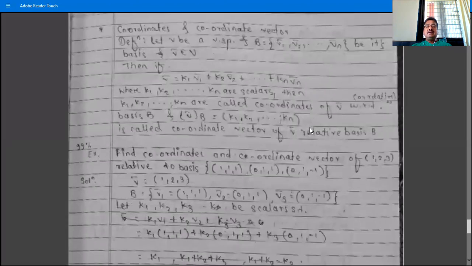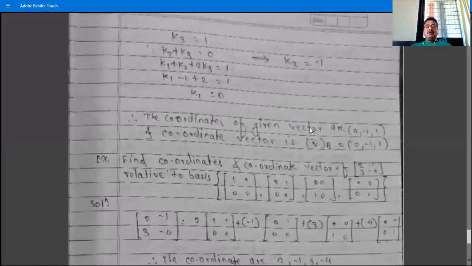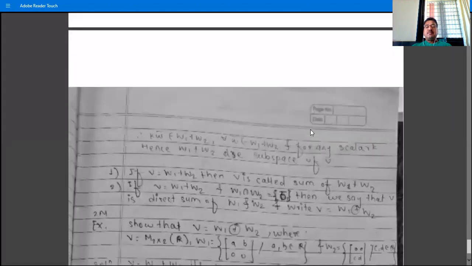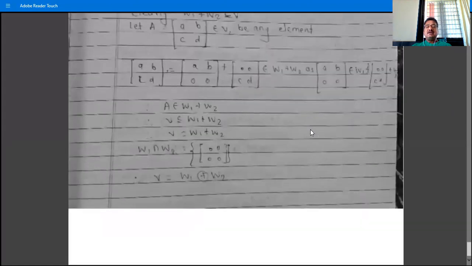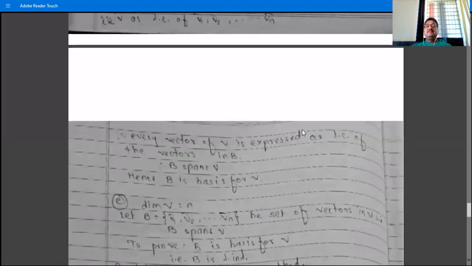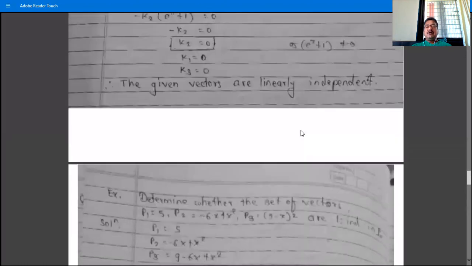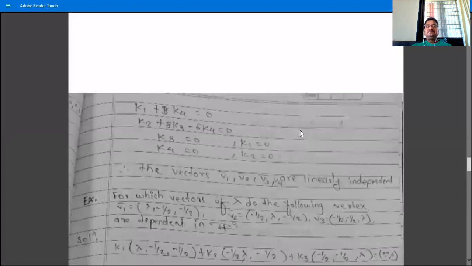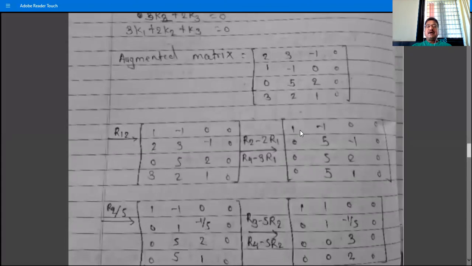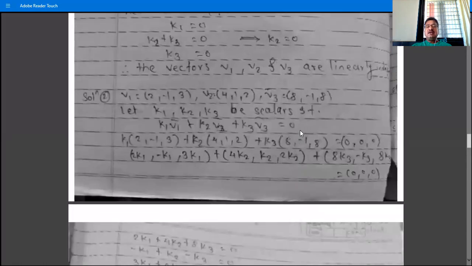So the set contains 3 vectors. Don't make the wrong interpretation that if the set contains 3 vectors from R3, then it is a basis of R3. There are some sets which contain 3 vectors from R3, but are not a basis of R3. That is, if the set contains 3 vectors from R3, then it may or may not be a basis of R3. For example, we take 3 vectors from R3 such that the set is linearly dependent, that is, the set is not linearly independent.